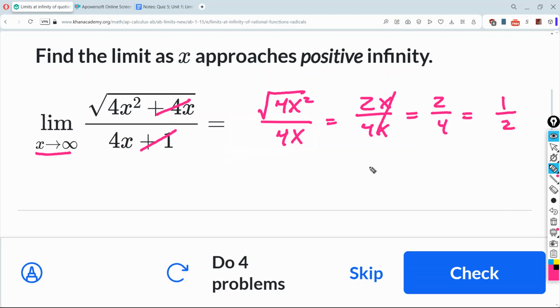Now, that's not necessarily the answer, because you want to check and make sure that you're dealing with positive or negative numbers. Square root of 4x squared has to be positive, and this can be positive or negative, but we are going to positive infinity. So actually on this one, we don't have to worry about the plus minus because it's positive infinity either way. Even though radical 4x squared is always positive, we're headed to positive infinity, so it doesn't matter. So in this case, the answer is just 1/2. Pretty simple.